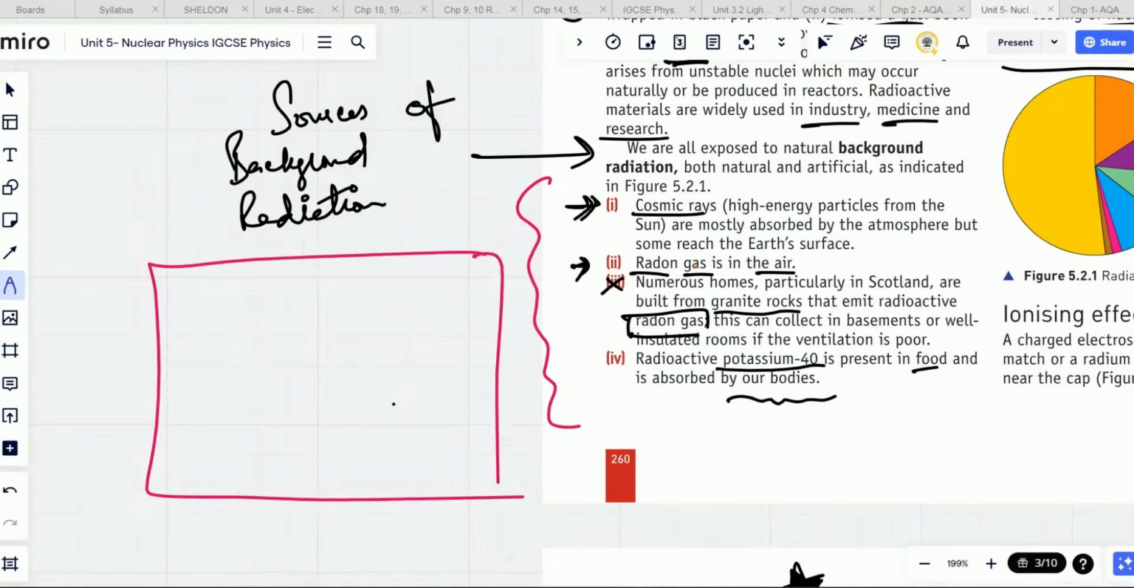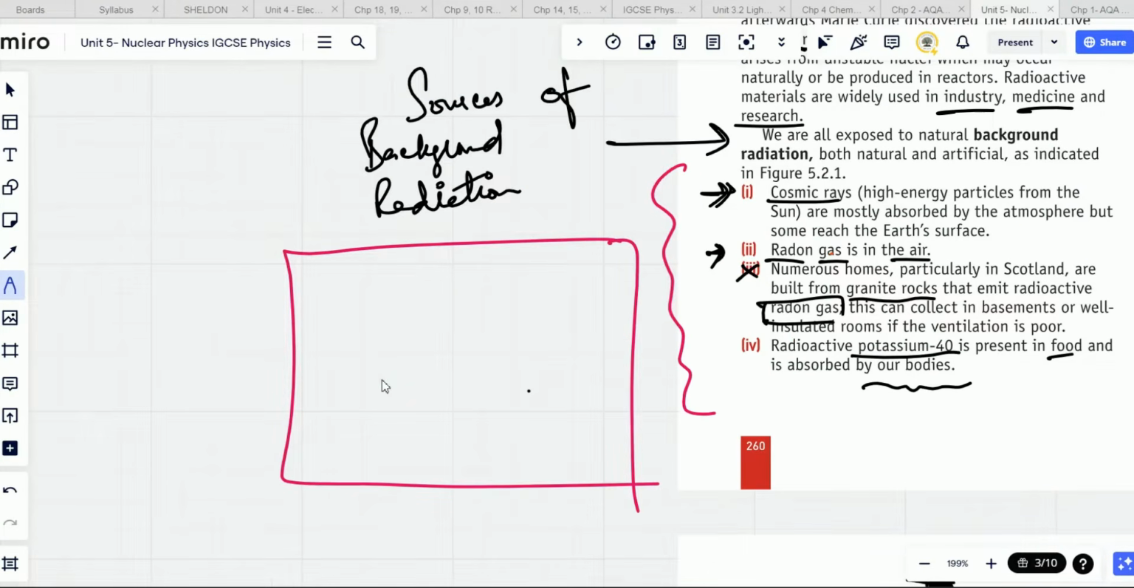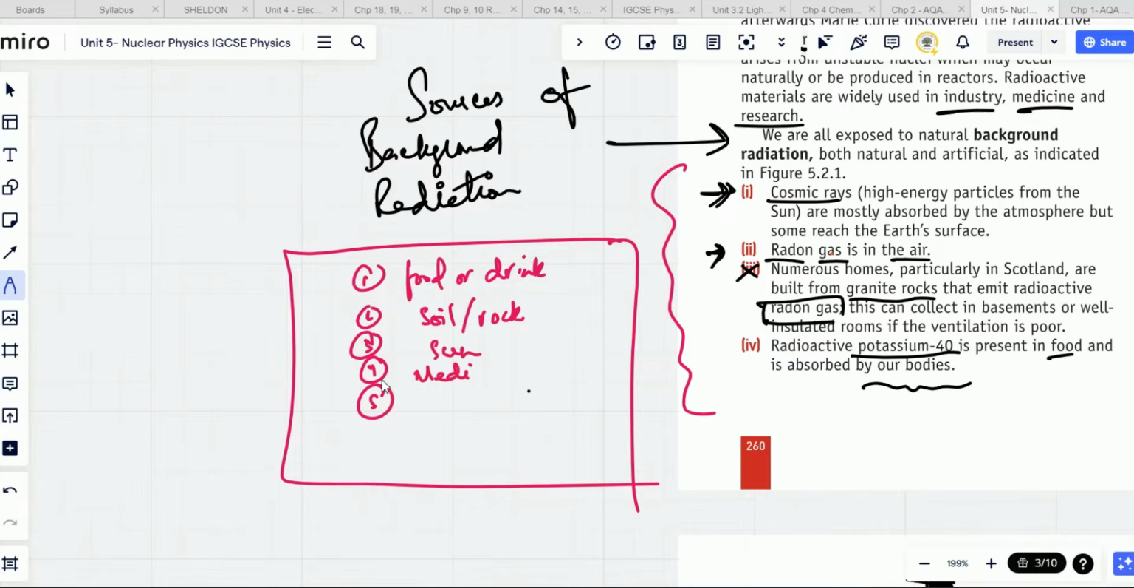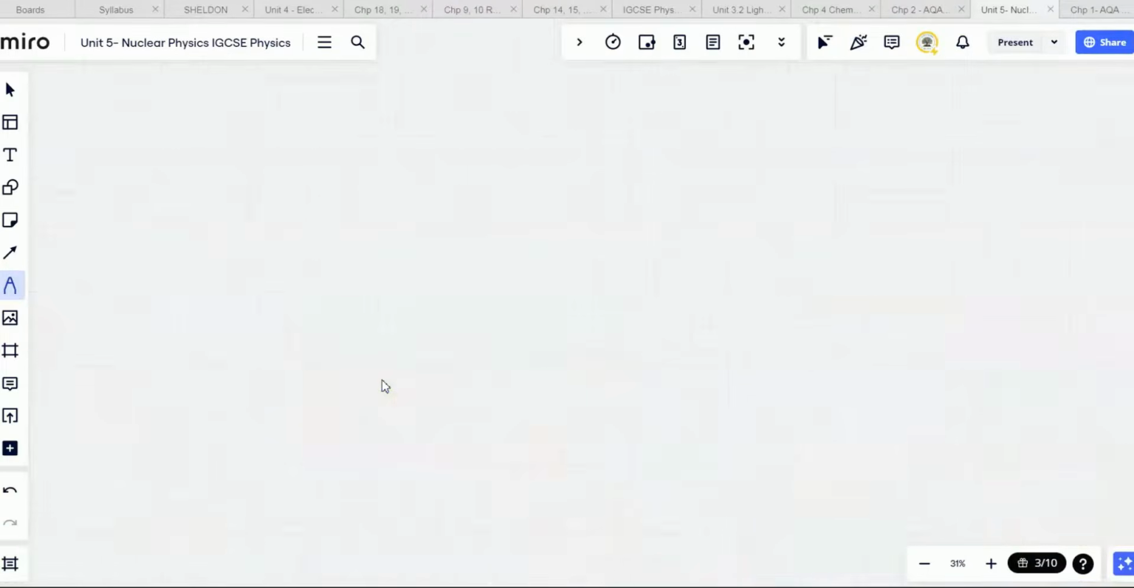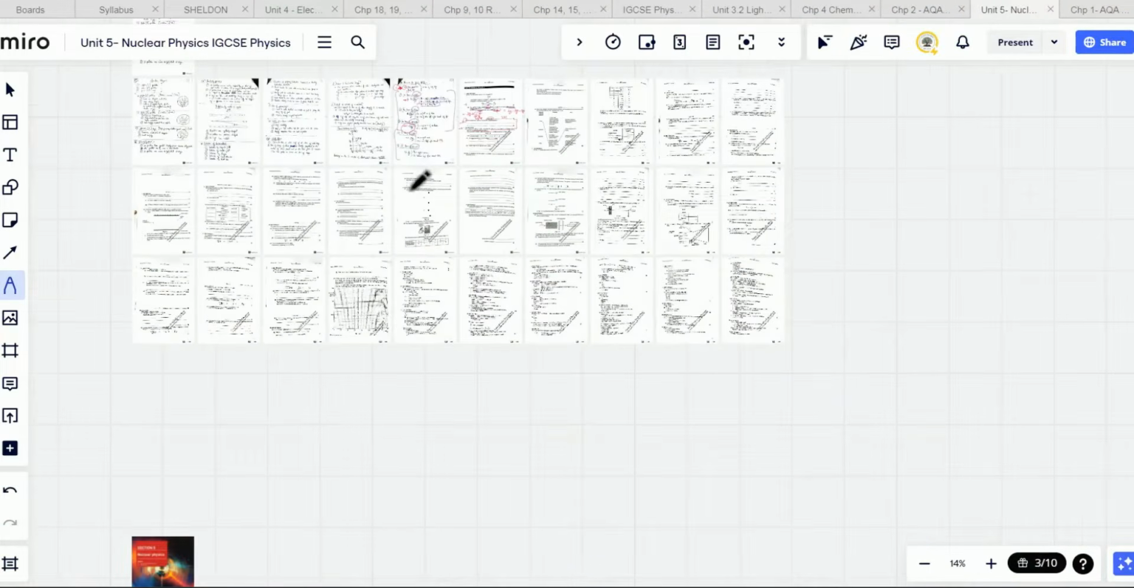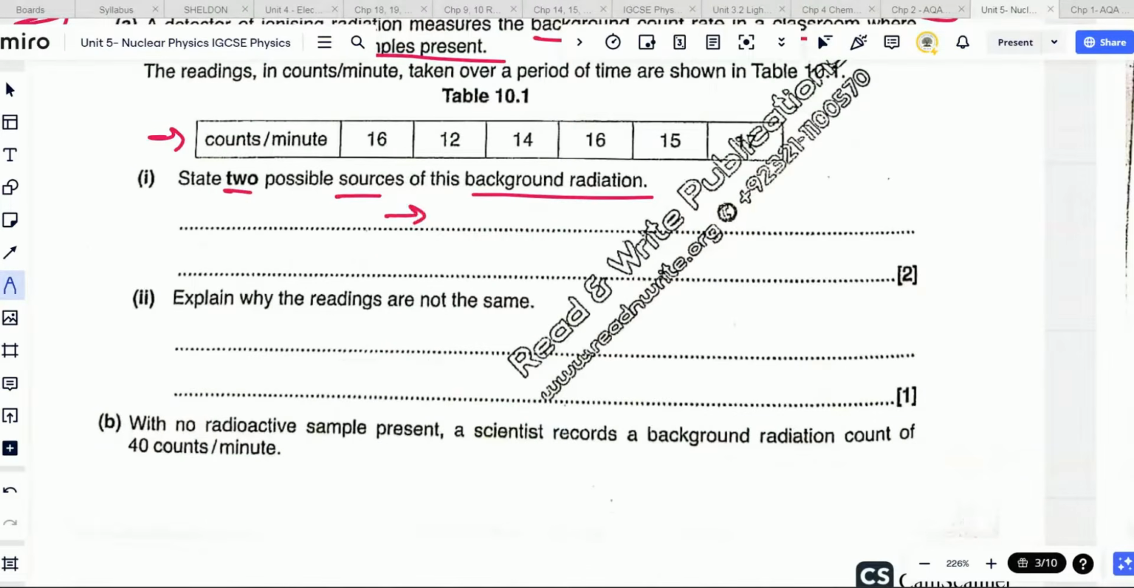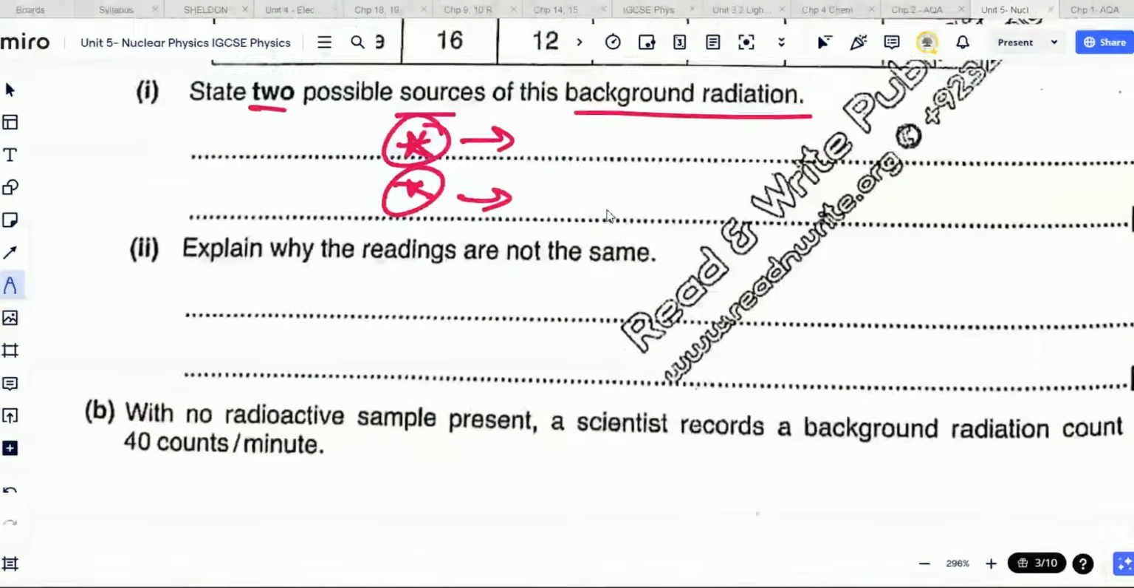Sources of background radiation. Wherever they mention what could possibly cause background radiation, you write these points that I'm going to write over here. I'll write 4 to 5 points for you guys. We get background radiation from food or drink. We can get it from the soil or the rocks from the building. We get it from the sun. We get it from medical resources, and we also get it from the air. So these are all the sources of background radiation. This is what you have to answer over here. Just write any two reasons over here. You'll get the answer.